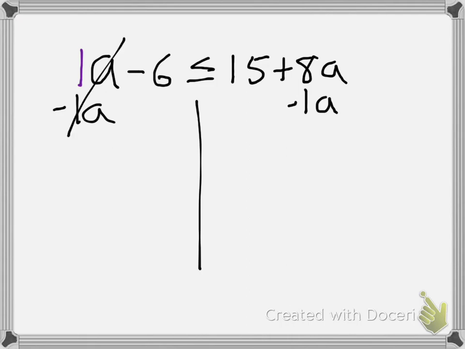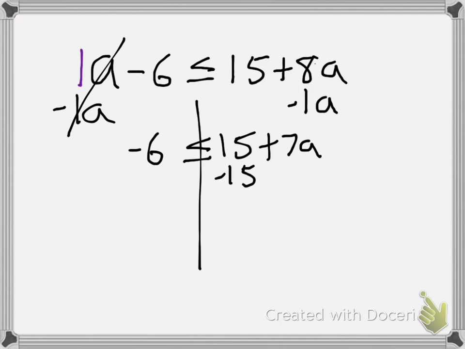So those would cancel. I'm left with a negative 6. Remember, don't forget to write that negative in there. And I have 15, 8a minus 1a, which is 7a. And now I'm solving for my a value. So as I go through, I get rid of what was added or subtracted first. So I'm going to have to subtract 15. So those would cancel. And I get negative 6 minus 15, which is negative 21, less than or equal to 7a. And now to solve for a, I'm going to have to divide by 7 to both sides.